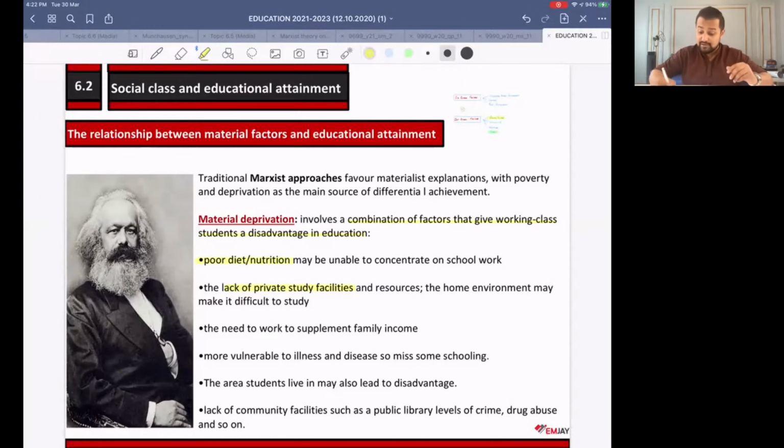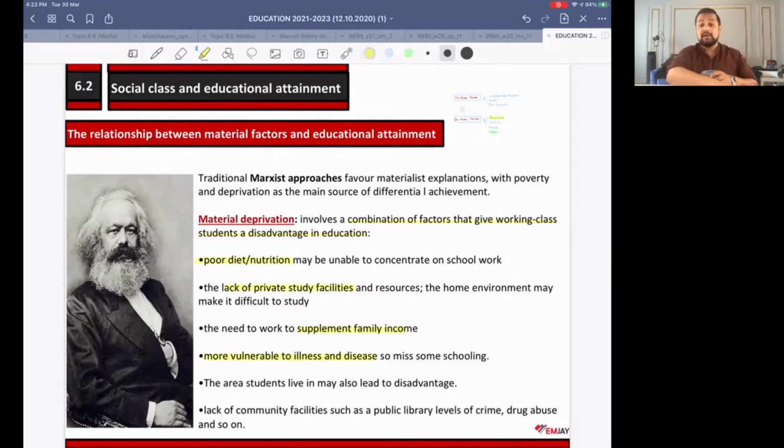Number three, the third factor, many working class people have to end up supplementing their family income, which again makes them do double the work, which can affect their educational attainment. Number four, they're more vulnerable to illnesses and diseases, probably because of where they live, probably because of a lack of nutritious food, right?